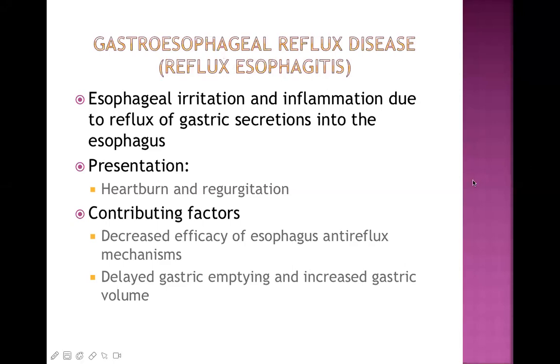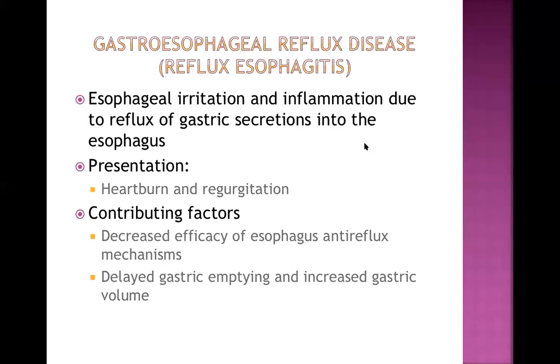Okay, so let's start again. We're talking about different pathologies of the esophagus. Now, another important condition which occurs in the esophagus is reflux esophagitis after gastroesophageal reflux disease. So let's talk a little bit about it. This is a condition where there is inflammation and irritation of the esophagus as a result of reflux of gastric secretion into the esophagus.